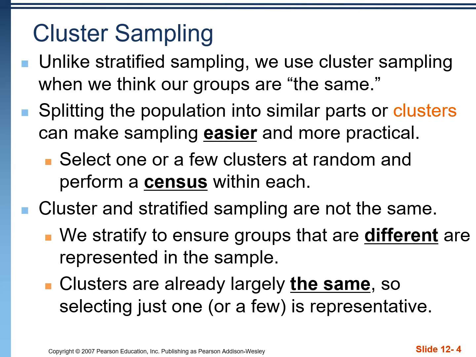So in cluster sampling, we split our population into clusters. We're going to select one or more of those clusters and perform a census on those groups. We talk to everybody and sample everybody in the groups. Cluster and stratified sampling are not the same. We stratify to ensure that different groups are represented in the sample in the correct proportions. Clusters are already largely the same, so selecting just one or a few would be representative of the whole population.